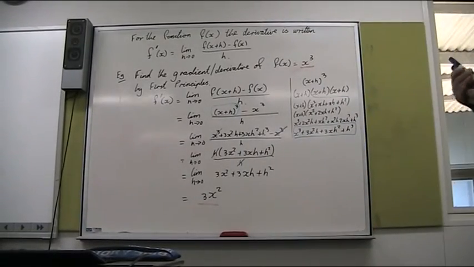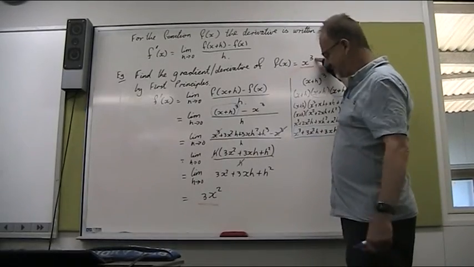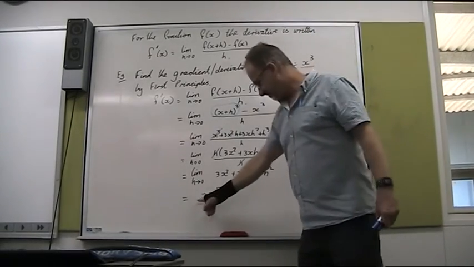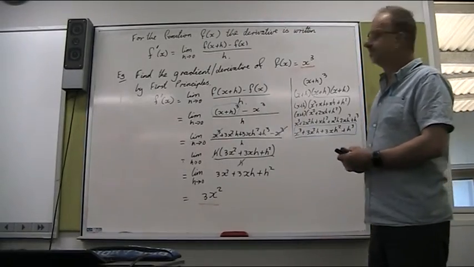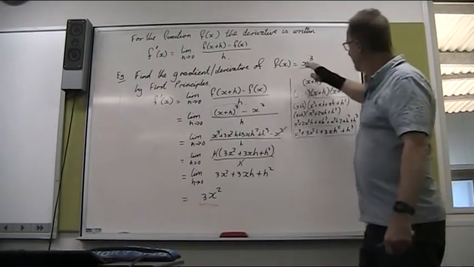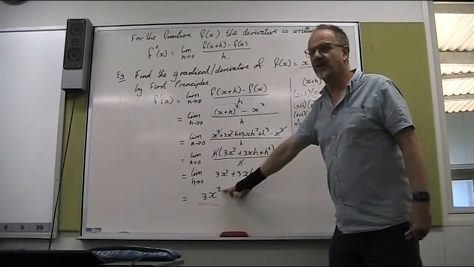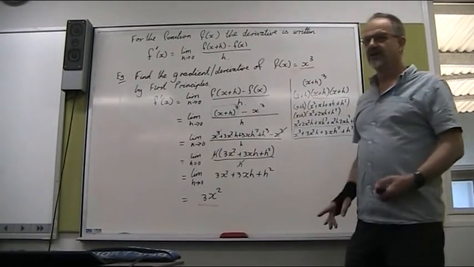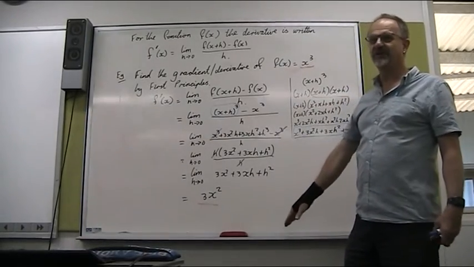What else do you notice? The 3 is in front. What was the power? Where is it now? In front. All right, and so that is the pattern. When we go from here to here, this power goes out front and we reduce it by 1. Much easier than doing that first principles, yeah?